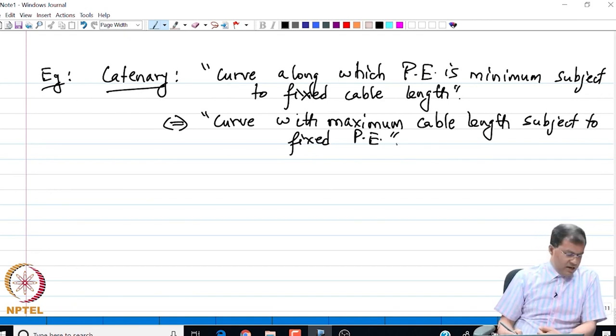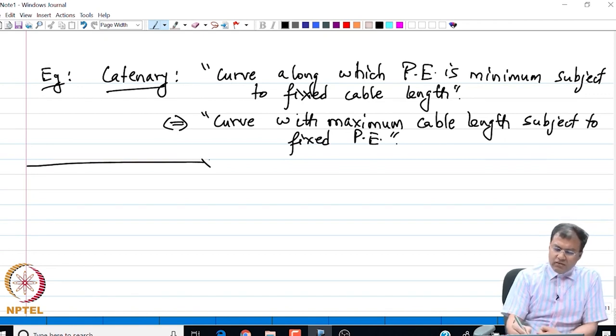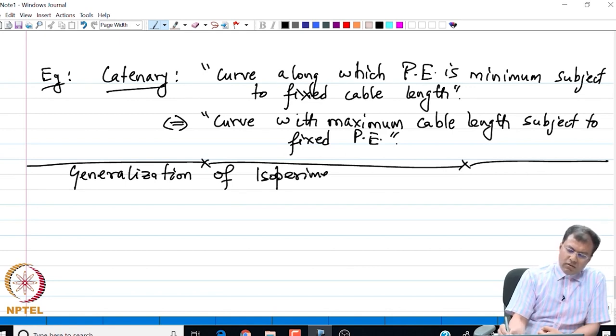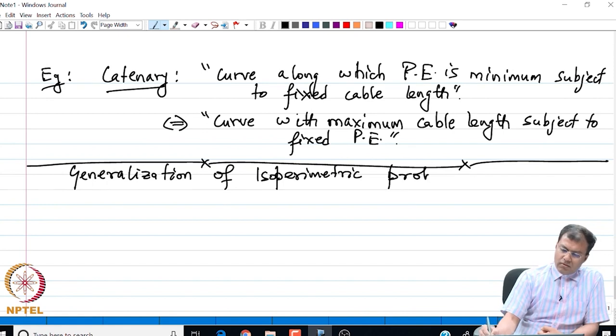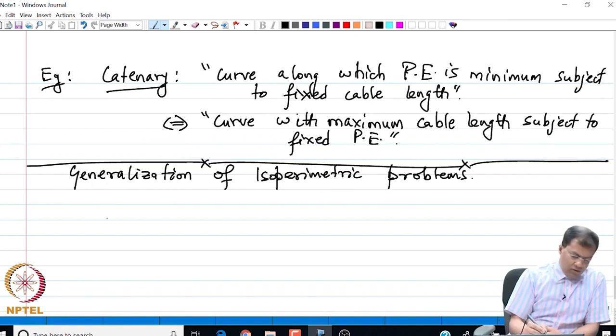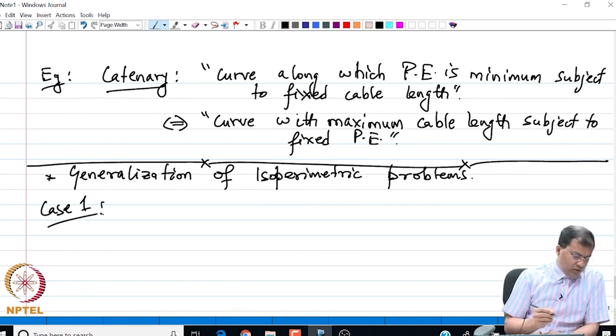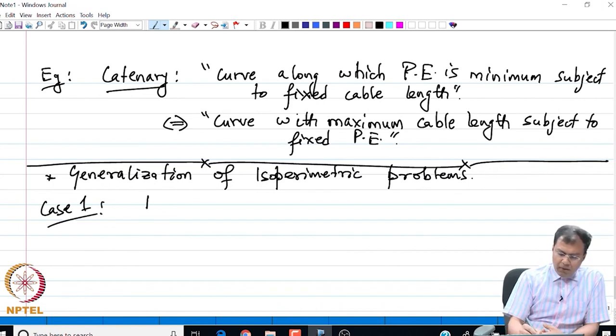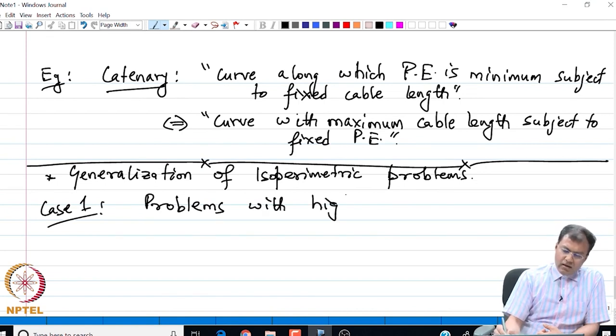Okay, so that concludes the discussion on the role of the Lagrange multiplier. We can now proceed with the generalization of the isoperimetric problems. We could generalize in several different ways. The first case could be for functionals with integrands having higher order derivatives, that is, problems with higher order derivatives.